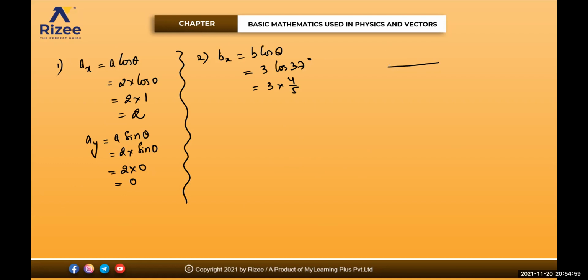You remember this triangle? This one is 37. This one is 90. This will be 53. Where is 4, 5? You tell me. In this triangle, where is 4, where is 5, and where is the other value? This is hypotenuse. Hypotenuse is 5. Very good.